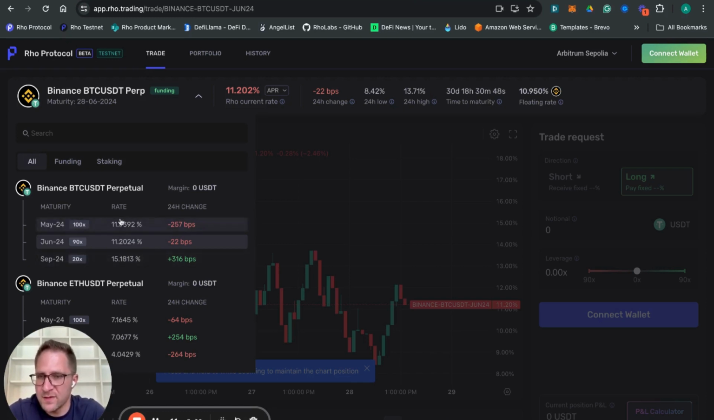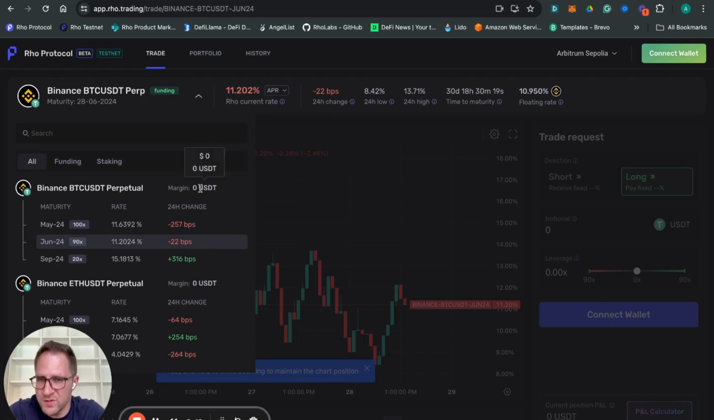The rate that you see here is the latest rate observed on our market. This is not the rate you see on Binance, and we will talk about where is the rate that you can currently see on Binance. And you can also see the 24-hour change of that rate. So right now, for example, we can see that the June 24 expiry instrument is currently trading at 11.2%, having dropped by 22 basis points over the course of the last 24 hours.